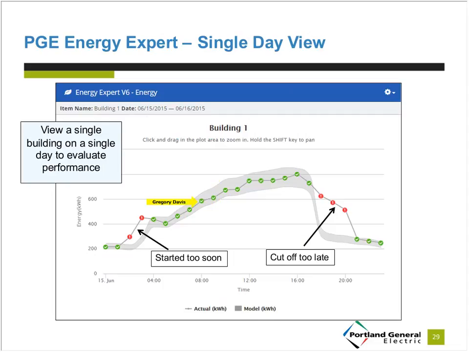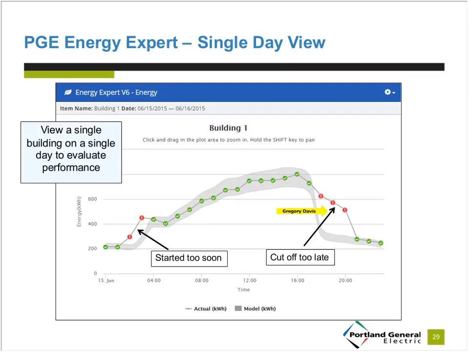When it's green, it is within the forecast. When it's red, it's above the forecast. And if there are any below the forecast, they would be blue. Okay? In this particular case, we're looking at daily usage. In this building, it looks like something started too soon, and something shut off too late. Again, we don't know exactly what, but the red indicates there is a potential problem here, so you can stop and ask some questions about what's going on.